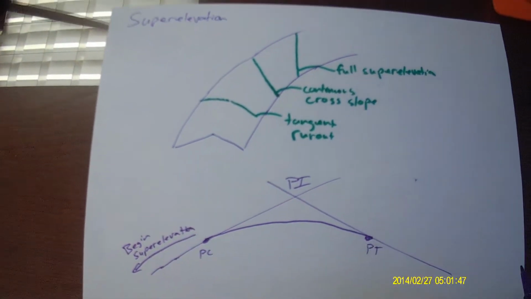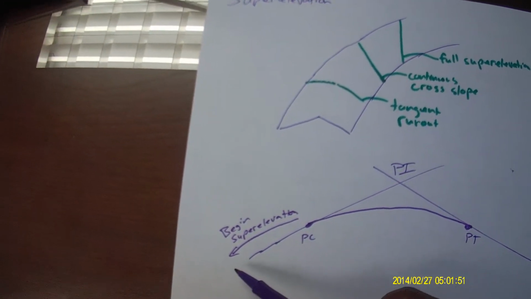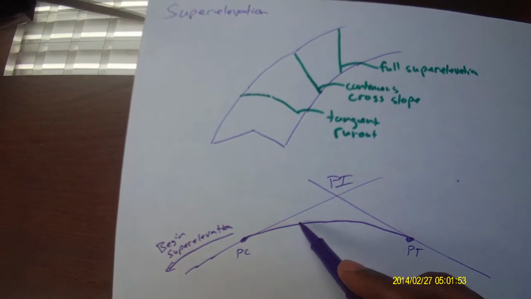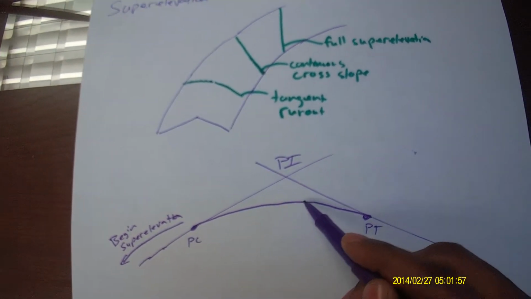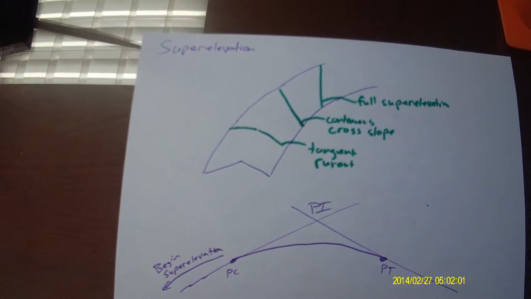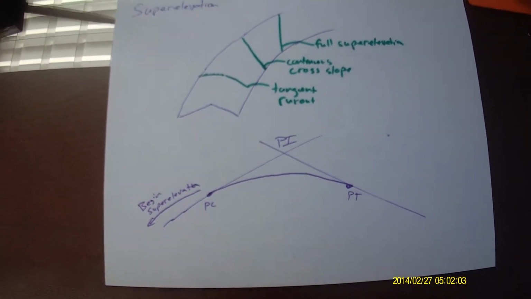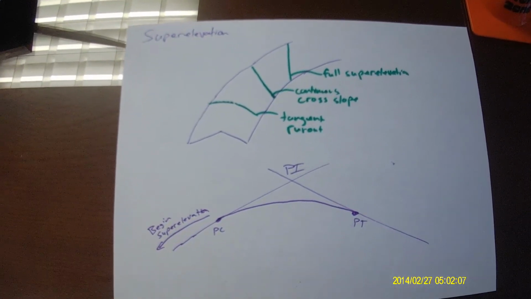And that is what we need to figure out. Where do we start to super elevate, and where within the curve is the road fully super elevated and continues until it goes right back down to its normal cross slope. Okay, well, to determine that, you need to know two equations.